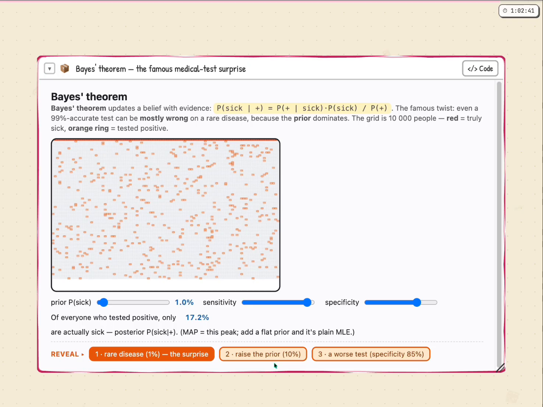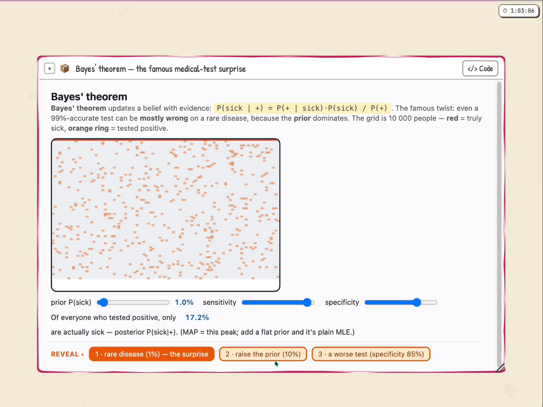But of the 9,900 healthy people, 5% get a false positive. And 5% of 9,900 is nearly 500 people. So the positives are 99 real plus almost 500 false alarms. Out of everyone who tested positive, the fraction who are actually sick is 99 divided by about 600. Only around 16%. Let that sink in.